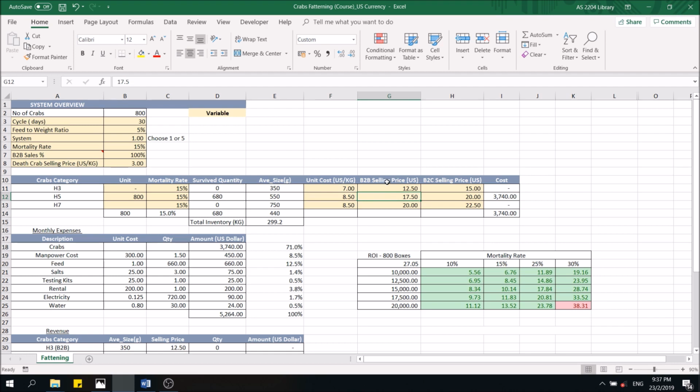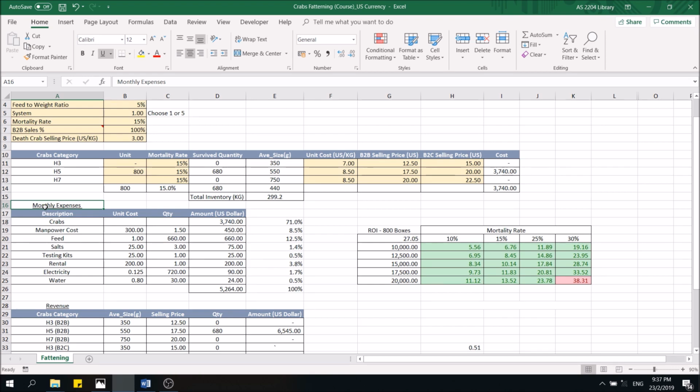And I have created two selling prices. One is B2B and the other one is B2C. For B2B, it will have lower revenue or lower selling price compared to B2C. For this model, it is $17.5 per kg. For B2C, it's $20 per kg. Next, we have cost. It means total number of crabs times the average size times the unit cost. It will give you the total cost of buying water crabs.